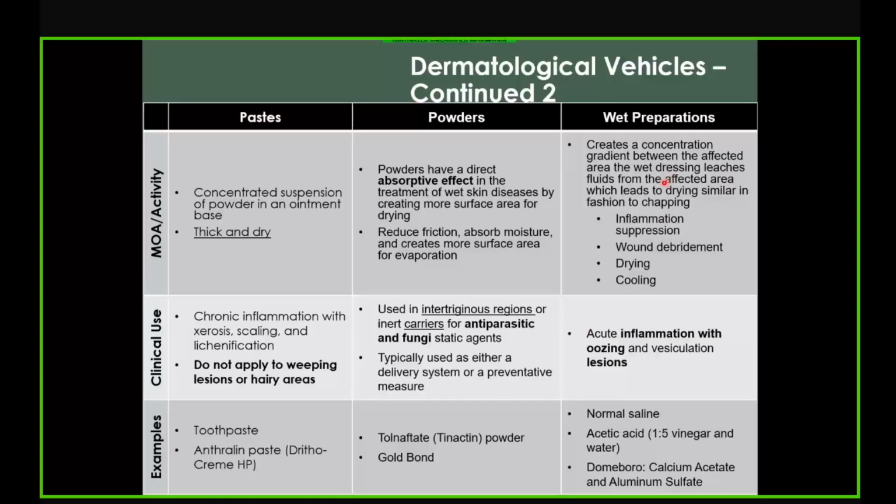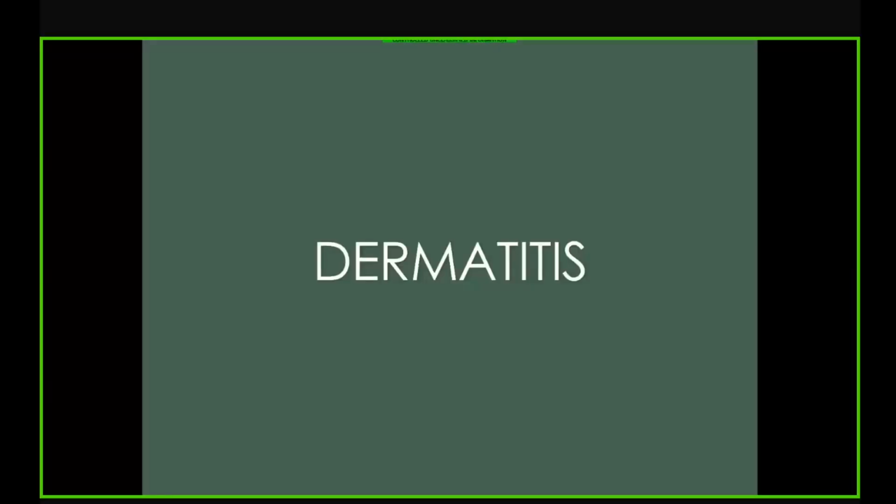Your wet preparations. So when we look at this, this is just, again, trying to create a gradient between your skin and that dressing to try to leach the fluid away from that area of the skin to dry it out, essentially. So inflammation suppression, when we're cleaning out those wounds, trying to dry something out. So we can use this on our oozing type of skin conditions that we may have. This is just some examples of what we do. We would put it on some type of gauze, and then have it ooze out onto the gauze, and then you remove it and let that skin scab over.